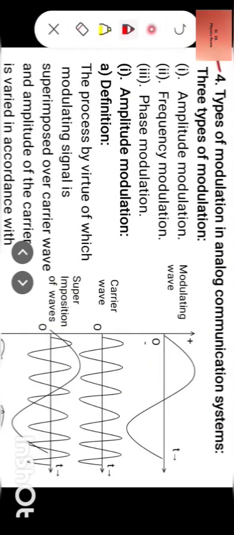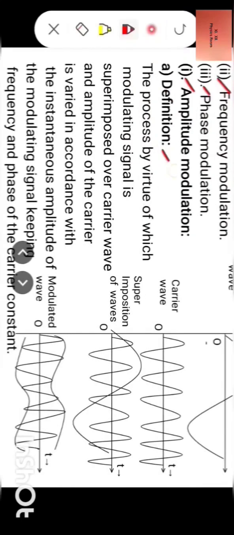Now, fourth point in this topic is types of modulation in analog communication systems. As I already told you, there are three types of modulation in analog communication system. That is, first is amplitude modulation, second is frequency modulation, third is phase modulation. Let us take up one by one. First we take up amplitude modulation. Now let us define amplitude modulation.